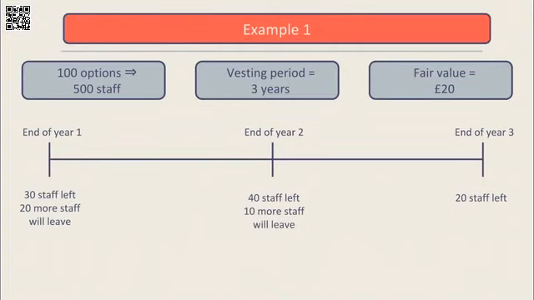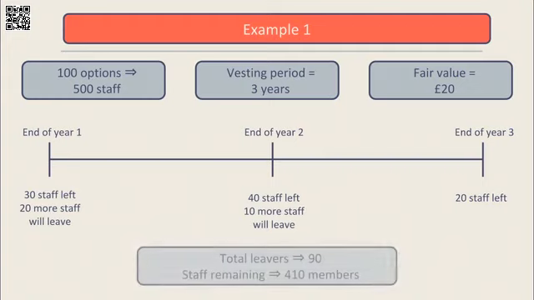10 will leave. At the end of year 3, in addition to the 30 leaving in year 1 and 40 leaving in year 2, 20 members of staff leave, taking total leavers over the 3 years to 90, with 410 members of staff remaining.